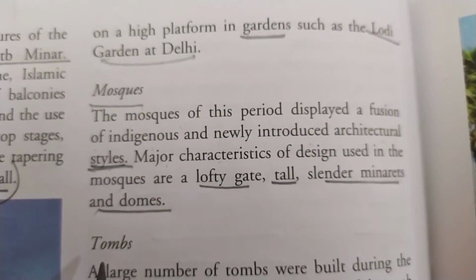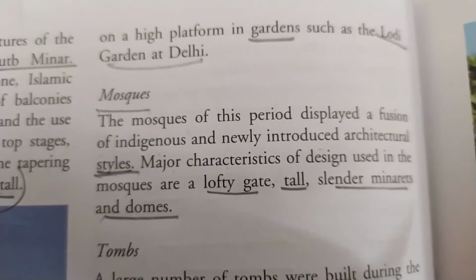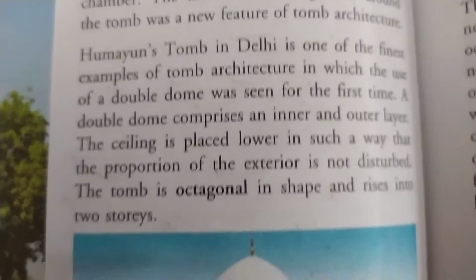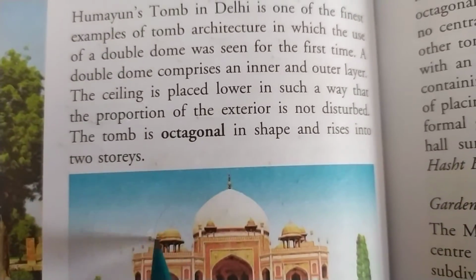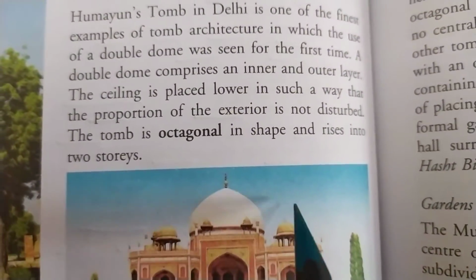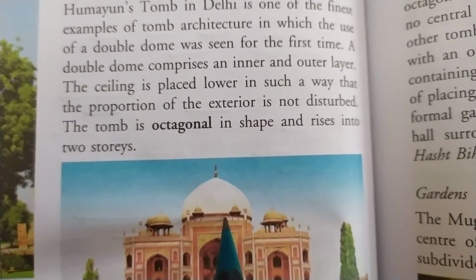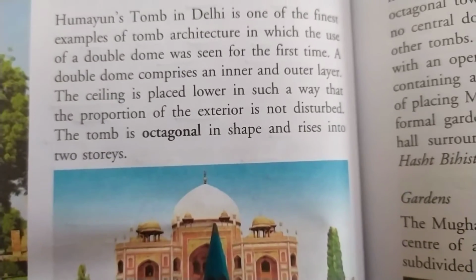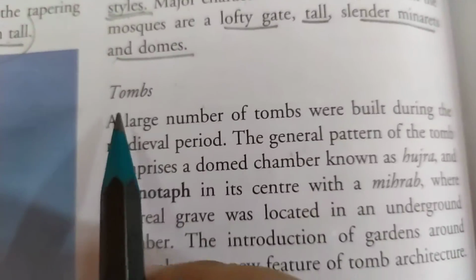So minarets were used in the mosque. Minarets mean the pillars, and the dome is the dome-like structure. This was the feature of the mosque during the Mughal, Turkish and Afghan period in India. Next, the tombs.